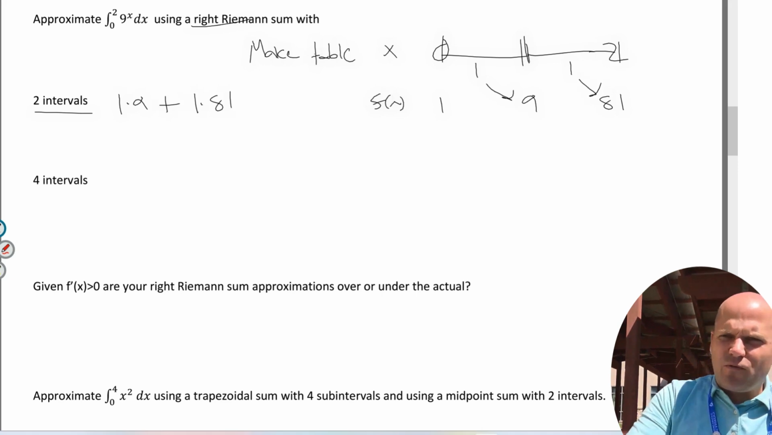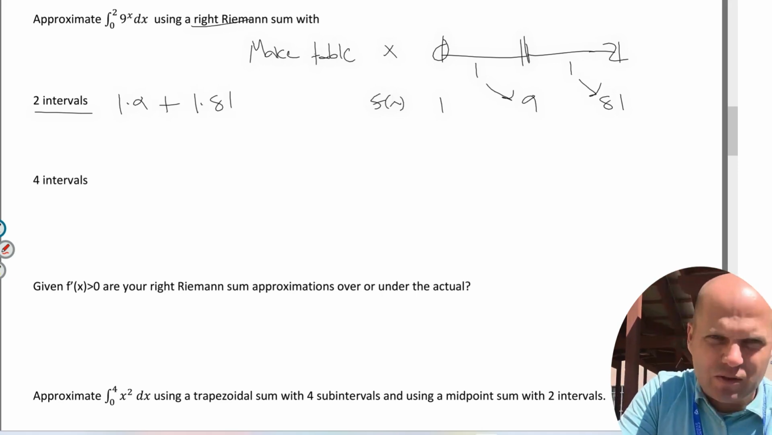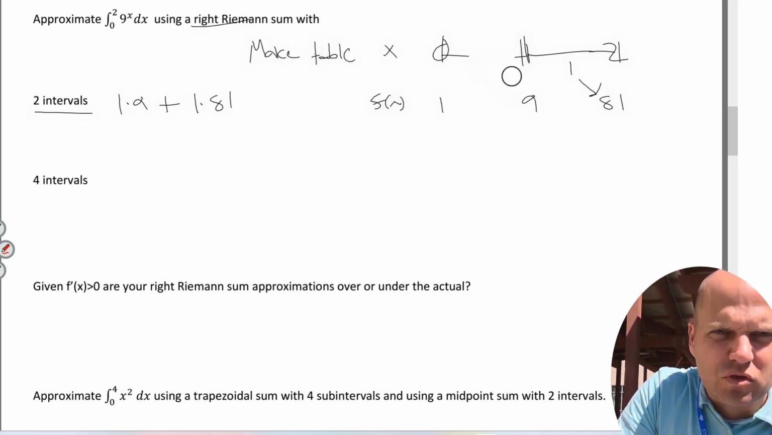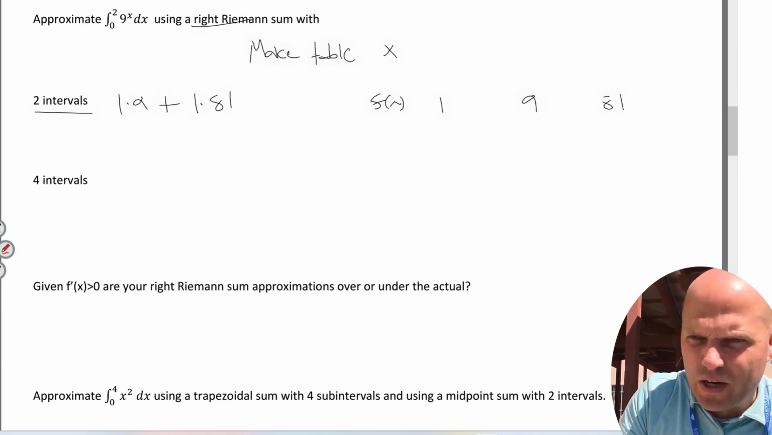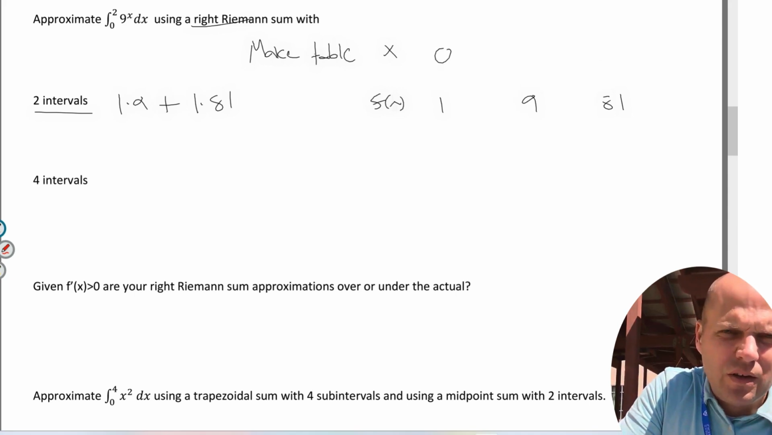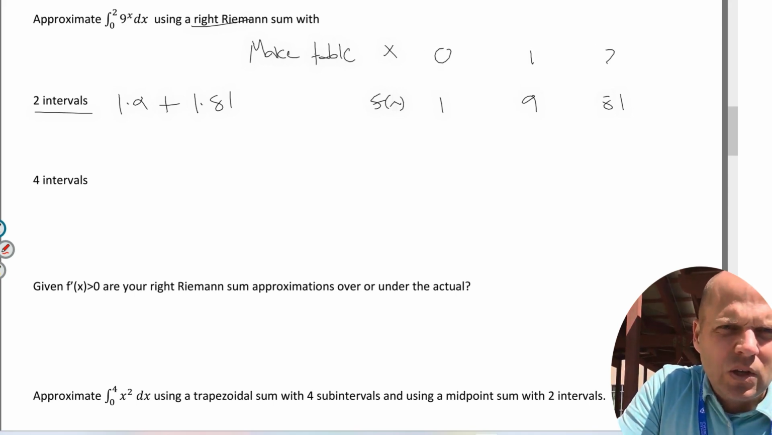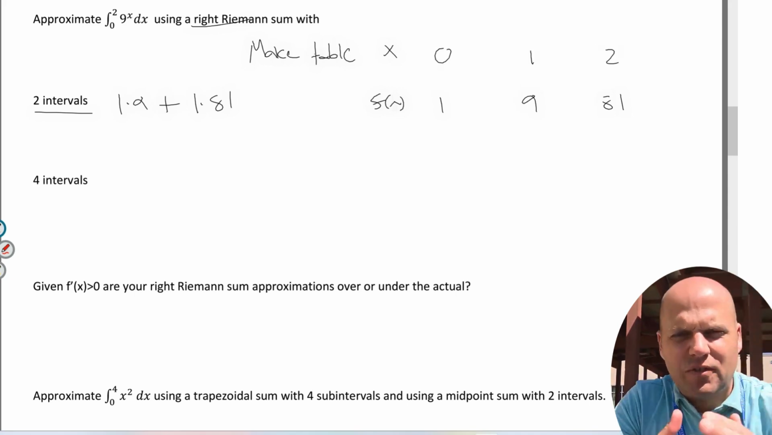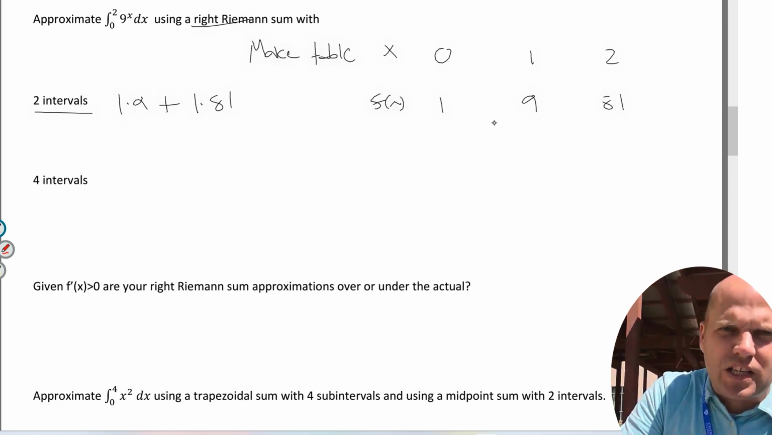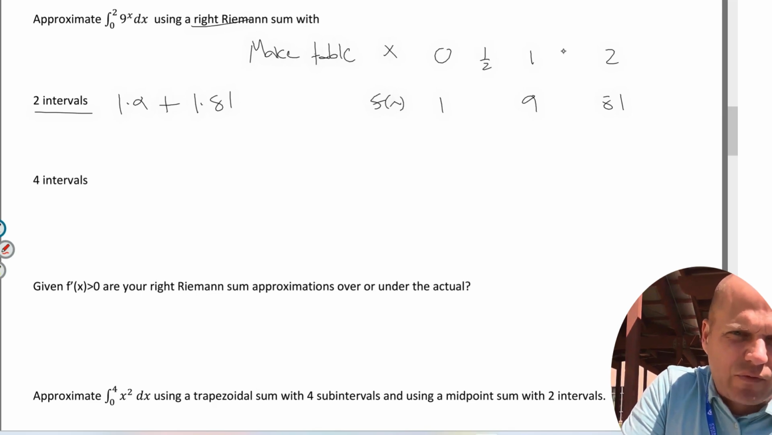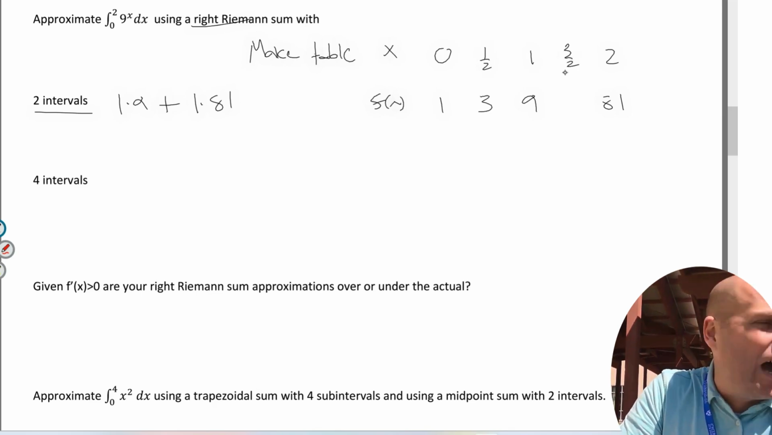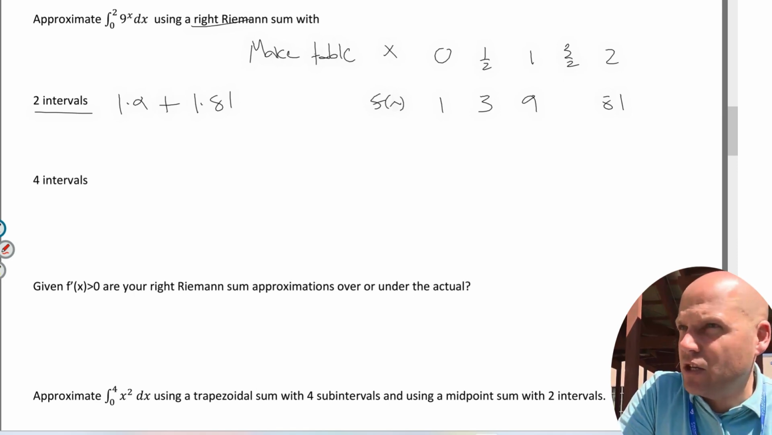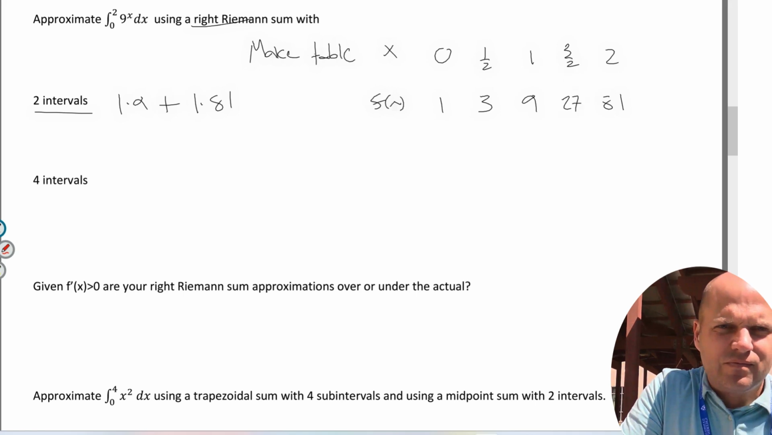What if I wanted 4 intervals from 0 to 2? What am I to do? Well, I would have to divide this interval into 4 equal parts. Each of the parts would be a half, which means I need 9 to the 1 half, and I need 9 to the 3 halves. That's the square root of 9 cubed, which is 27.